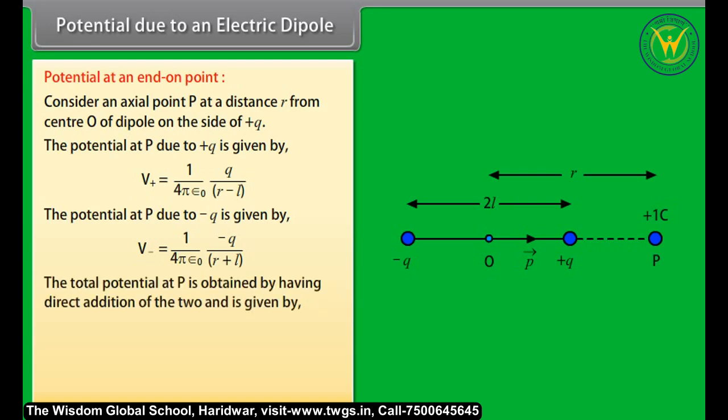The total potential at P is obtained by direct addition of the two and is given by V_E is equal to 1 upon 4 pi epsilon naught multiplied by p upon r square.